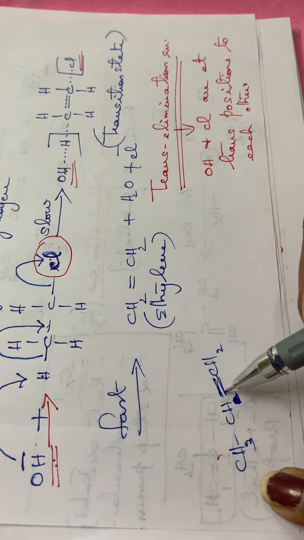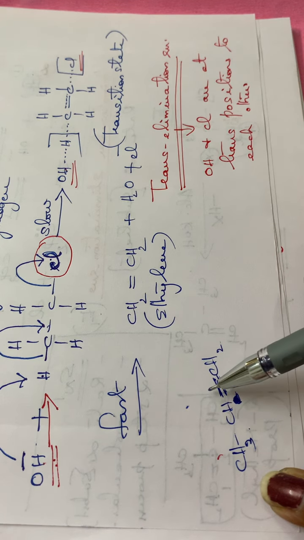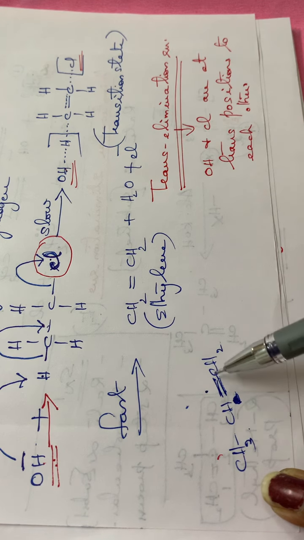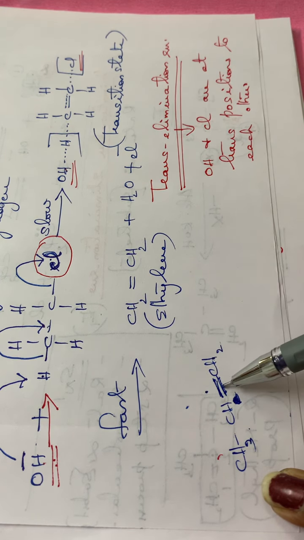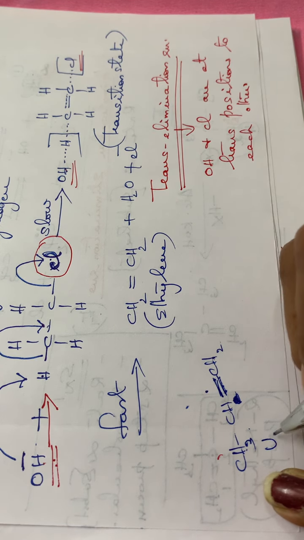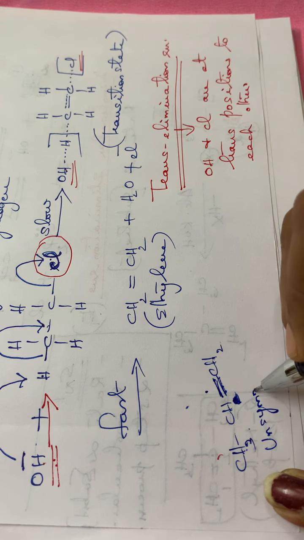That means if we take two halves at the double bond position, it is not symmetrical, isn't it? On the right side of the double bond there is only one carbon, and on the left side of the double bond there are two carbons. So we can say that this is an unsymmetrical alkene.